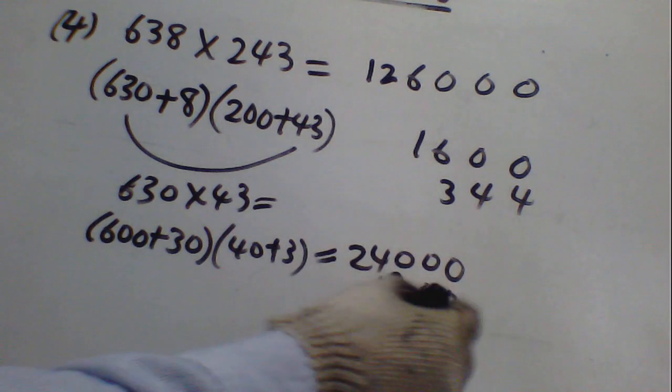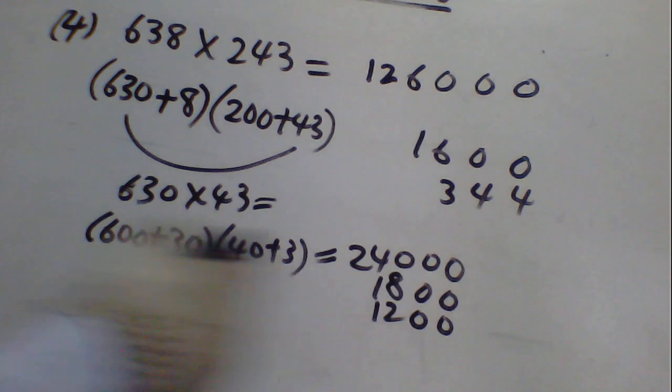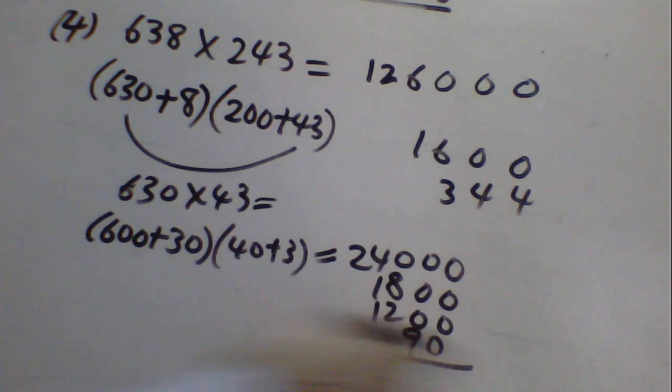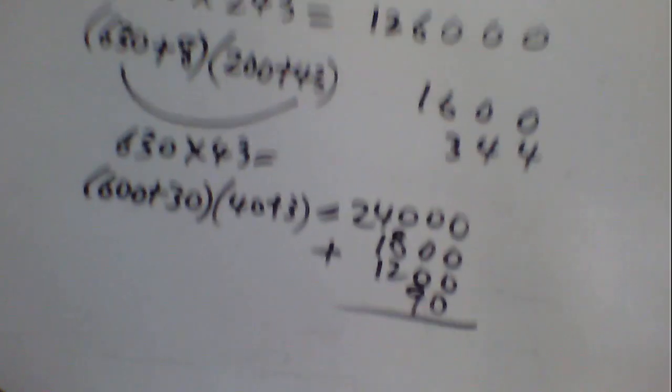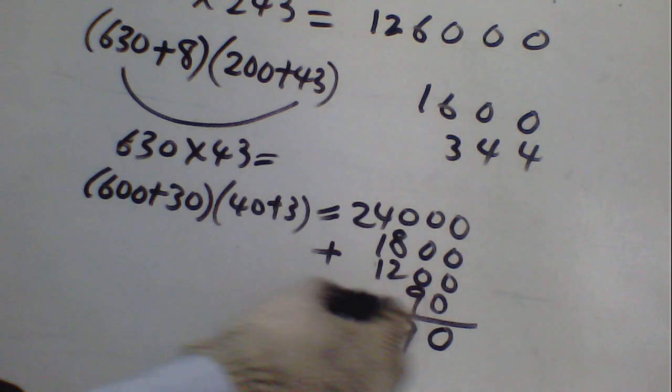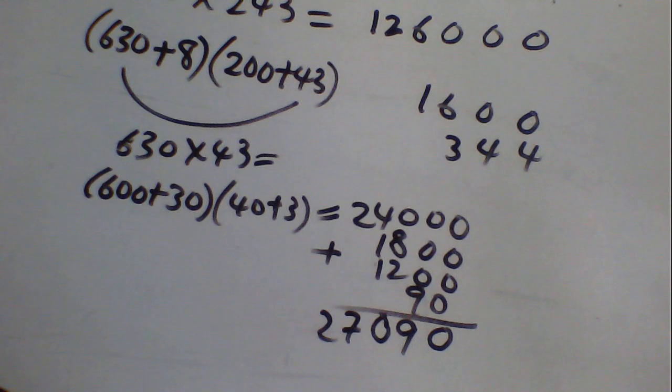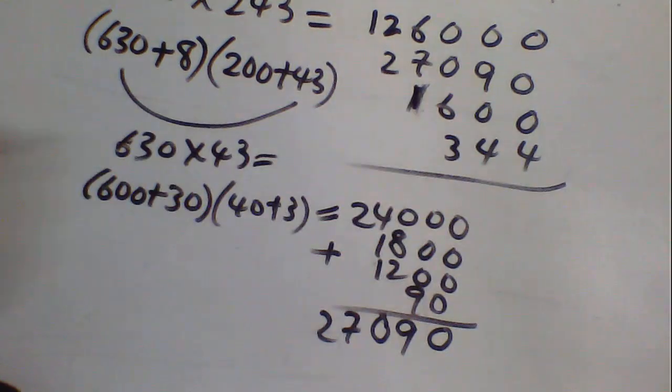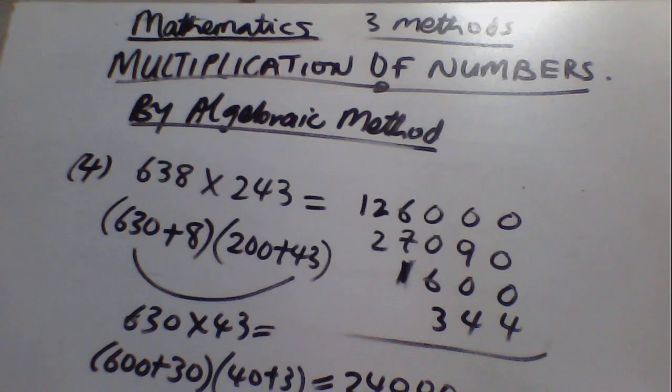30 times 40, we have 2 zeros. 3 times 4 will give us 12. 30 times 3 will give us 90. See how easy it is. So sum your work. We have here 0, 9, 0, carry 1, 6, 7, 2. So we have 25,290 here. That is what you will fill here: 0, 9, 0, 7, 0, 7, 2. So that is it. You can now sum your result.